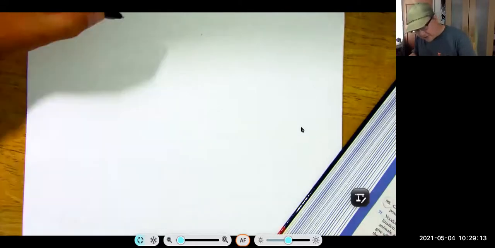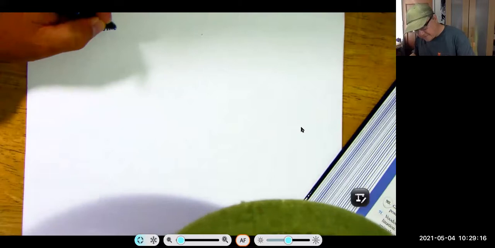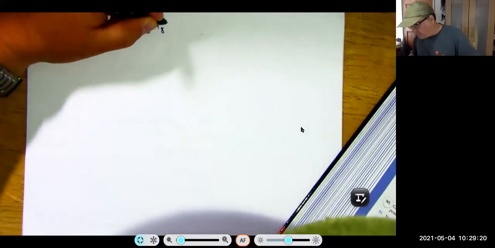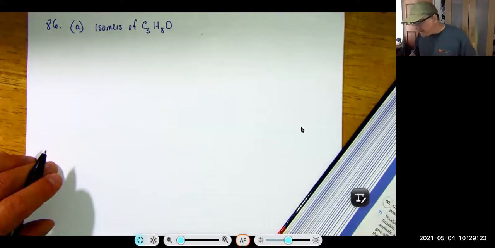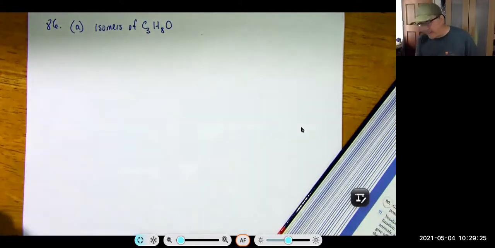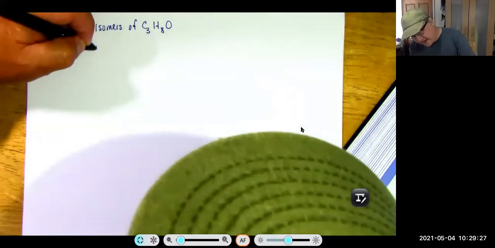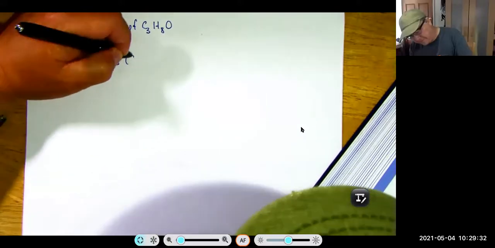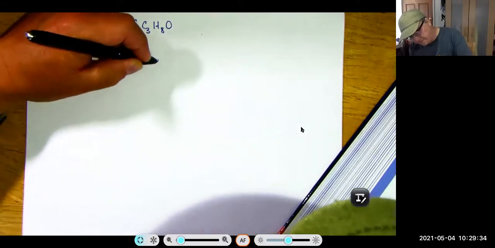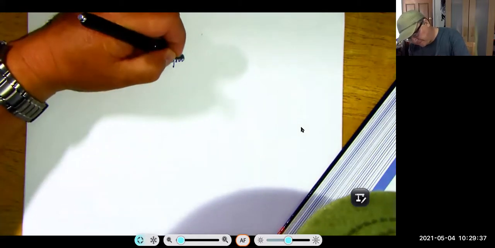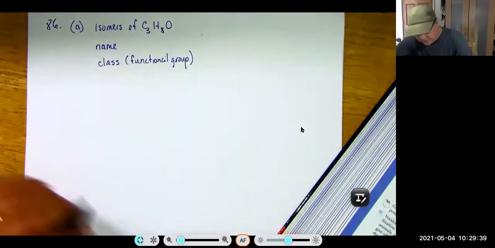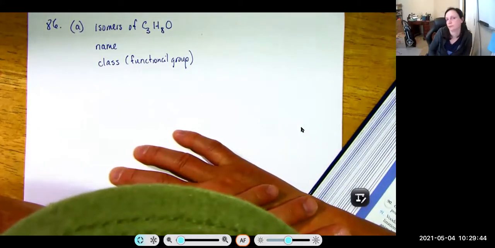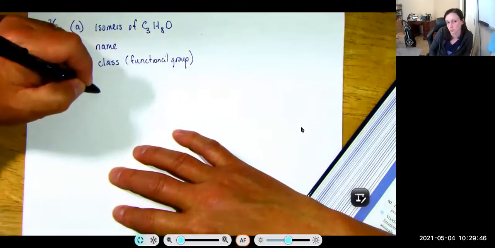Draw all the isomers of C3H8O and give the systematic name and class. Class means functional group. So what do you think I'm probably going to start with? Propane. Yes, I am.